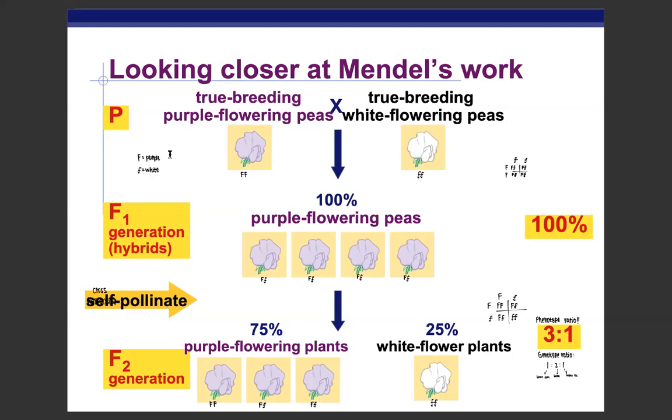So we know that the dominant characteristic, which would be purple, gets a capital letter, so a capital F, and the recessive characteristic, which is white, gets a lowercase letter. We know that both these plants are true breeding, so they must be homozygous for their characteristics, which means it gets capital F, capital F. The true breeding white flower gets lowercase f, lowercase f.